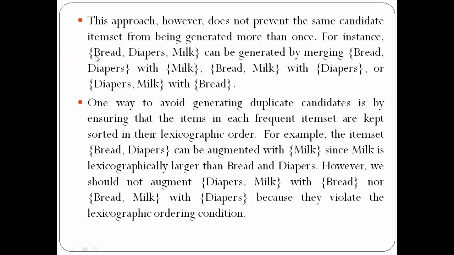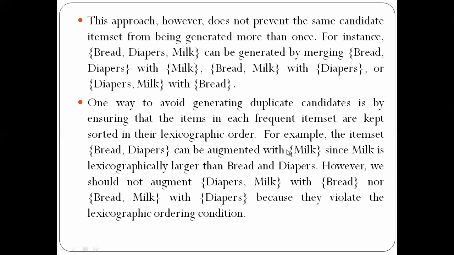In order to avoid this disadvantage, that is the generation of the same candidate item set, what we can do is arrange the items which are present in the frequent item sets in lexicographic order. Lexicographic order means ascending order, the alphabetic order, so that we can avoid generating the duplicate candidates. For example, bread and diapers we can combine with milk, because see here, B and then D and then M. These are in ascending or alphabetic order. So we can merge these items.